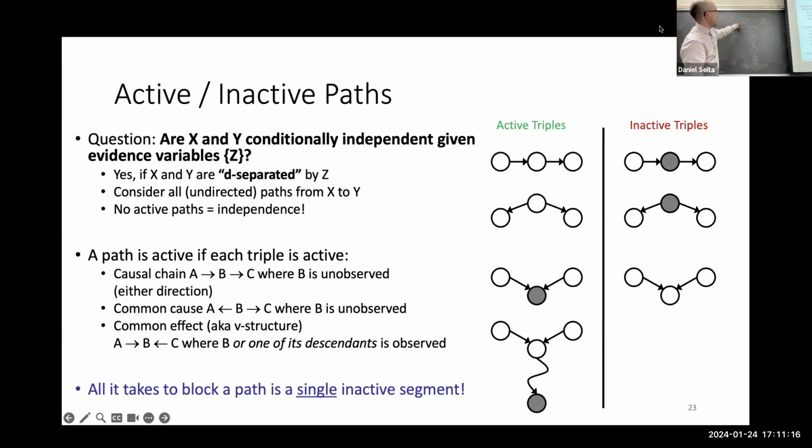Are A and B independent? Are they guaranteed to be independent? Yeah. So the answer is no. It's an active triple. So you need no active path to have independence.